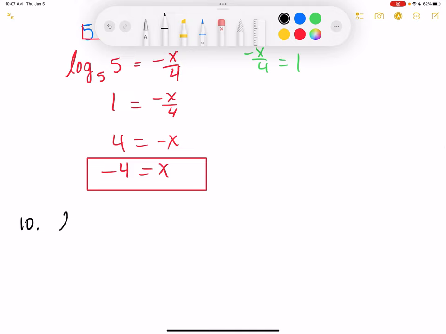All right, log base 4 of 1 minus x is equal to 1.